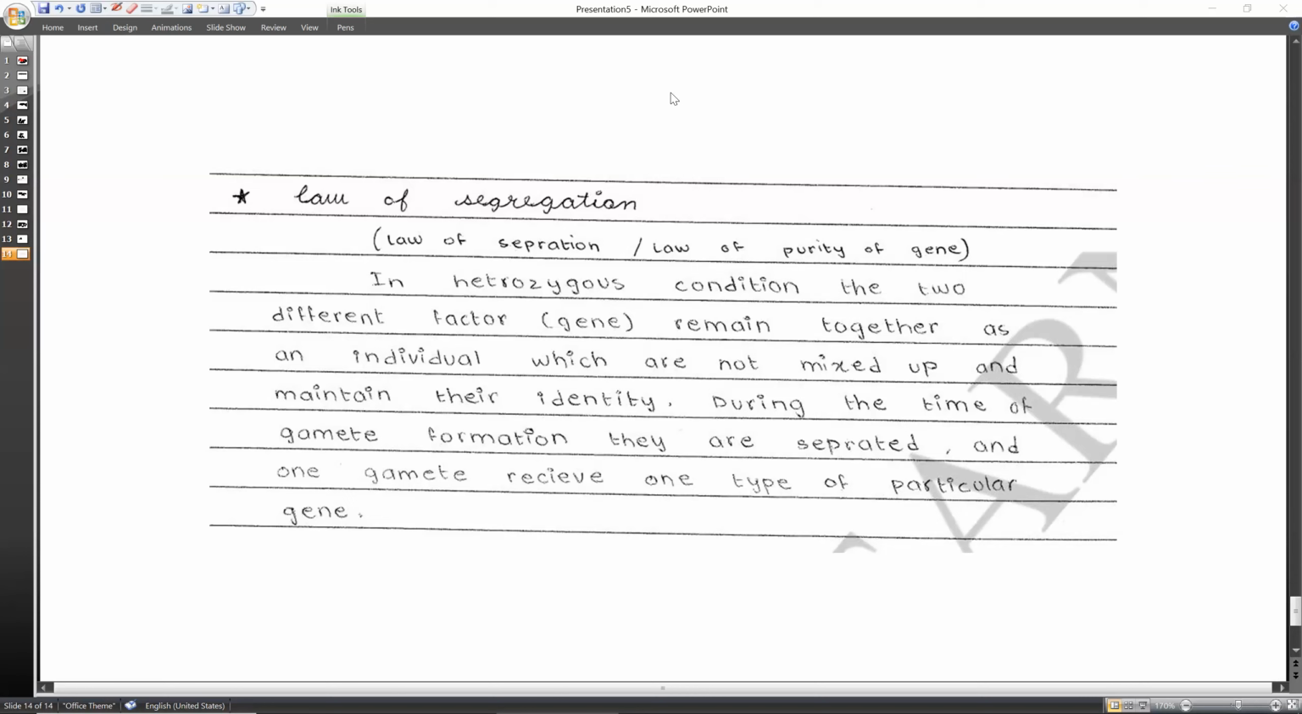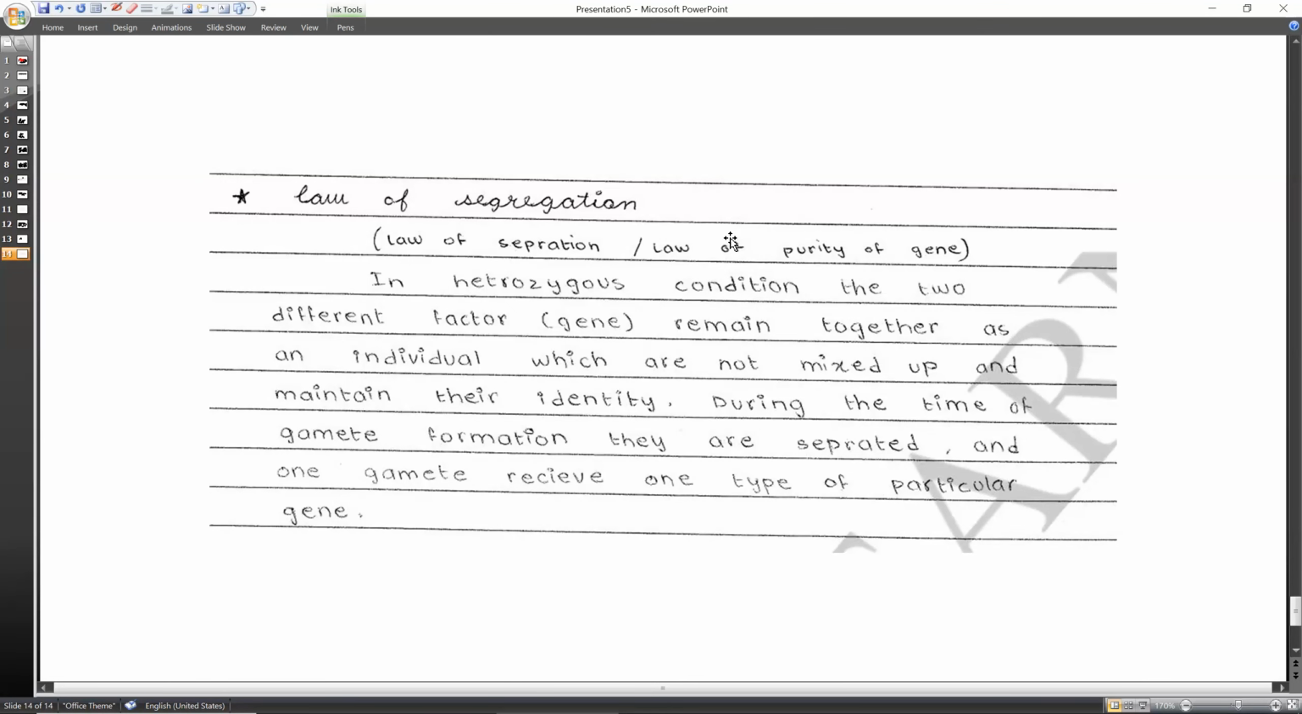What are the conclusions of the dihybrid cross? Let's start studying the dihybrid. Let's take the questions on this one. If a question comes in your examination that how does Mendel's experiment show that traits are not intermixed, and that there is a dominant trait and a recessive trait, how can you explain this?